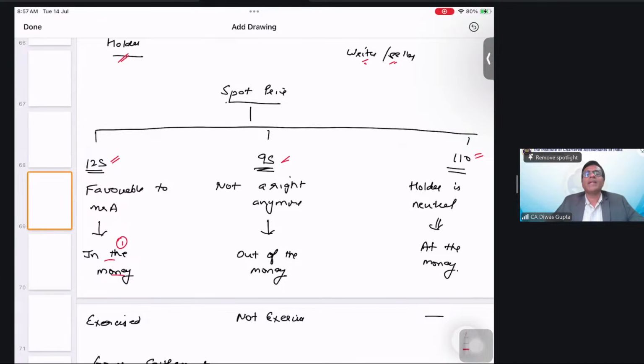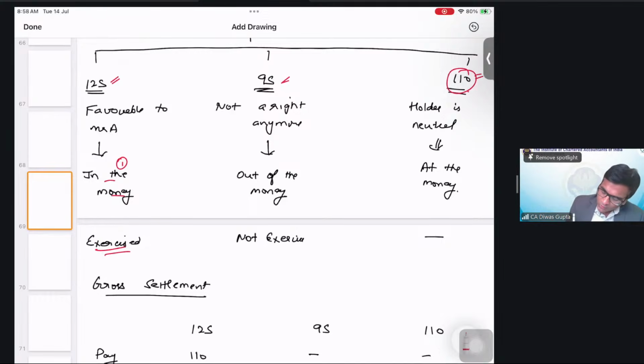Second one, if the actual price is lower than the strike price, then what will happen? It is not a right anymore. It is not an option anymore. The holder can go in the open market and purchase at 95. Again, I'm repeating, had this been futures, it would have to be executed at 95. But this is not a future, this is an option. So this becomes an out of the money scenario where the option is not fetching any value to the holder. If it is 110, then the holder is neutral, students, right? Whether the holder wants to buy through the option or through the open market, it is called at the money. When it is in the money, it will be exercised. When it is out of the money, it will not be exercised. When it is at the money, nothing will be taken here.